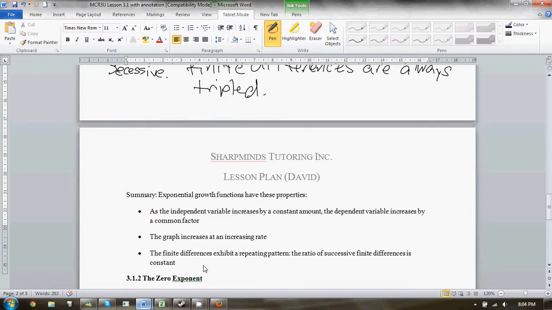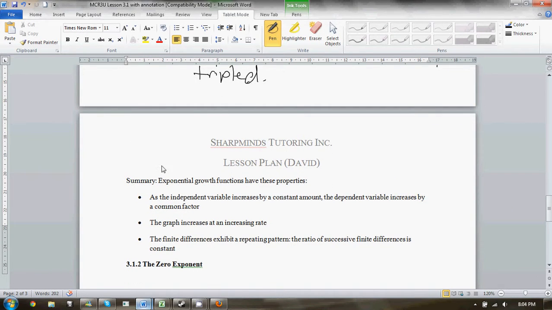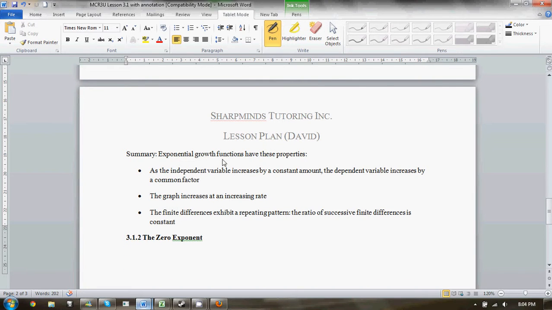So just a quick summary of what we learned in the first example is that exponential growth functions have these properties. As the independent variable increases by a constant amount, the dependent variable increases by a common factor. In that bacterial example, the common factor was 3, so you multiply by 3 after every time. The graph increases at an increasing rate, and that's straightforward. And finally, the finite differences exhibit a repeating pattern. The ratio of successive finite differences is constant.